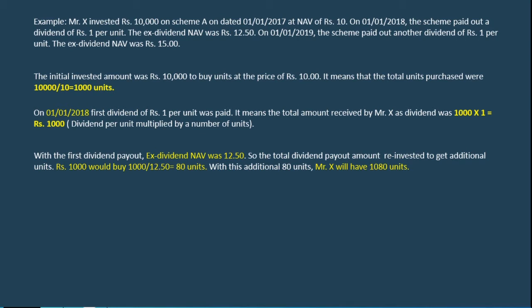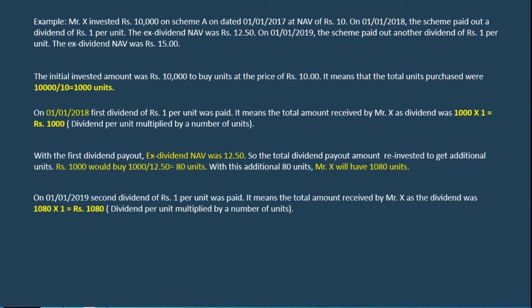With these additional 80 units, Mr. X will have 1080 units: 1000 units at the time of initial investment plus, after the first dividend, an extra 80 units. On 1st January 2019, the second dividend of rupees 1 per unit was paid. So how much dividend will Mr. X receive? Mr. X now has 1080 units and the dividend rate is 1 per unit. So 1080 multiplied by 1 equals rupees 1080.